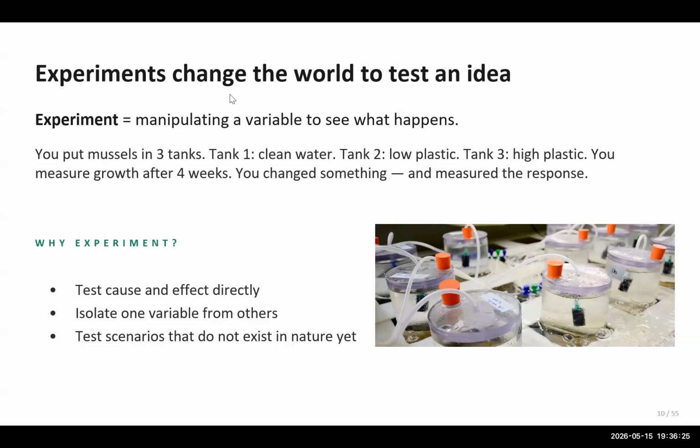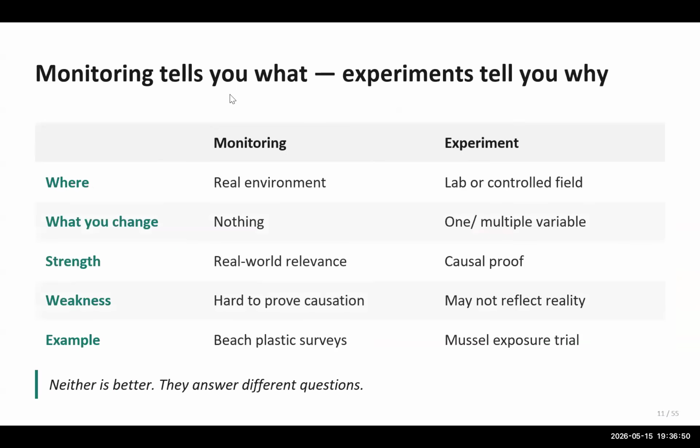That is an experiment. Why do we do experiments? Because we want to test the cause and the effect directly, because we can isolate one variable or many variables to see the impact. And to test any scenario that does not exist in nature. For example, different concentrations of a pollutant or a chemical. So let's compare them side by side.